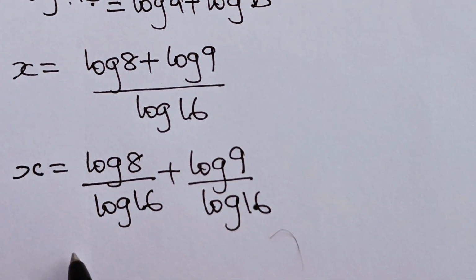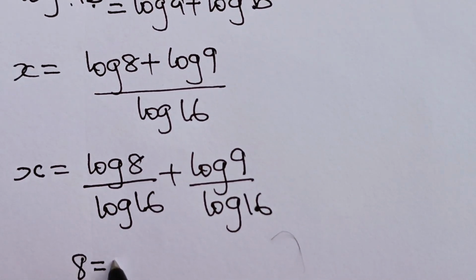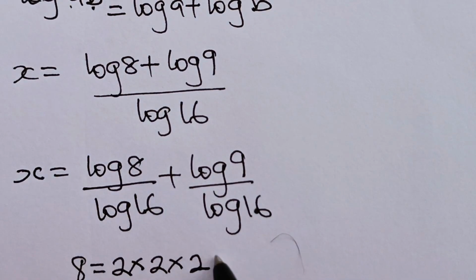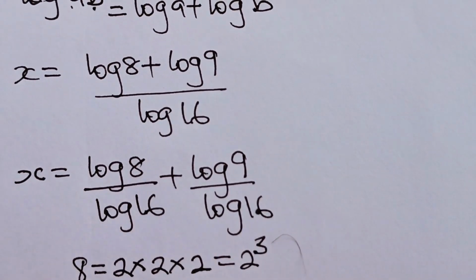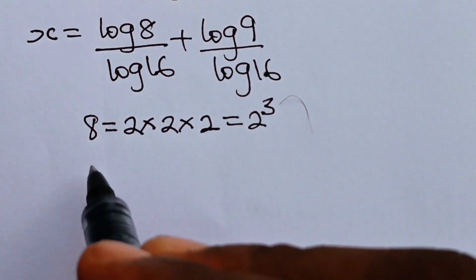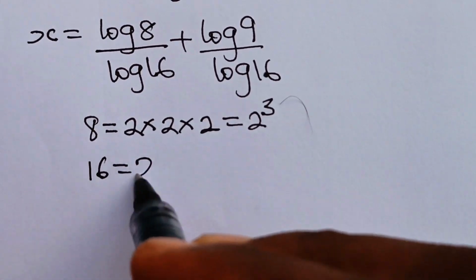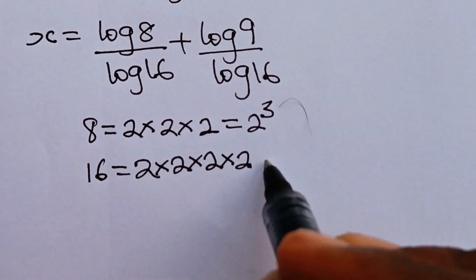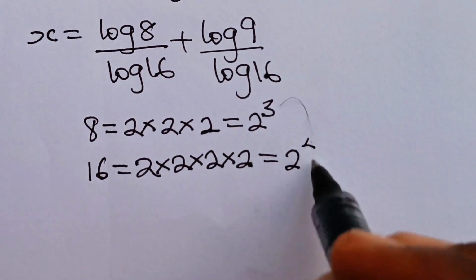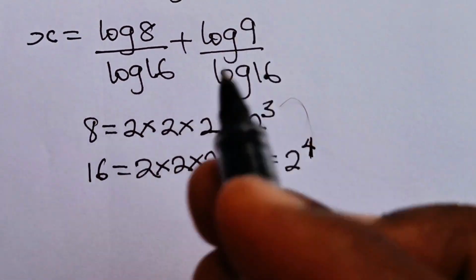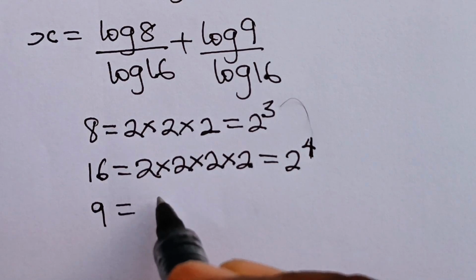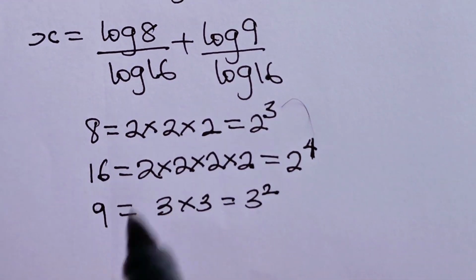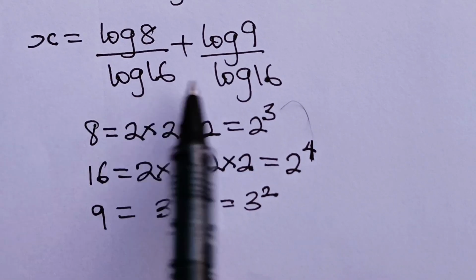Note that 8 is the same thing as 2 times 2 times 2, which is the same thing as 2 to the power of 3. Similarly, 16 is the same thing as 2 times 2 times 2 times 2, which is equal to 2 to the power of 4. Now 9 is equal to 3 times 3, which is the same thing as 3 squared. So we are going to substitute all this into this equation.